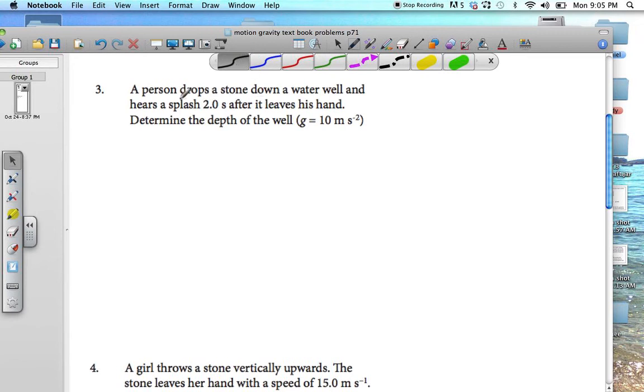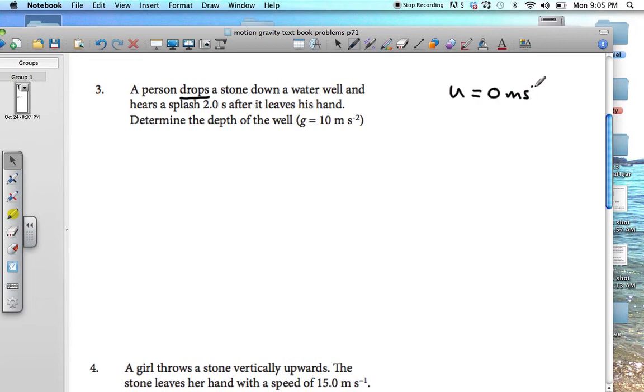Well, it says drops. What does this word drops mean? Well, it basically means that your initial velocity is 0 meters per second. You would say throws it down if it had an initial velocity, but the word drops just means it lets it go. This 2 seconds here is obviously the time, so the time is equal to 2 seconds. And we want to determine the depth, so we're looking to work out what our S is. We obviously know that our G is 10 meters per second to the negative 2.